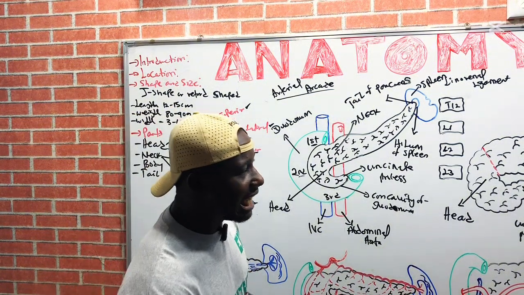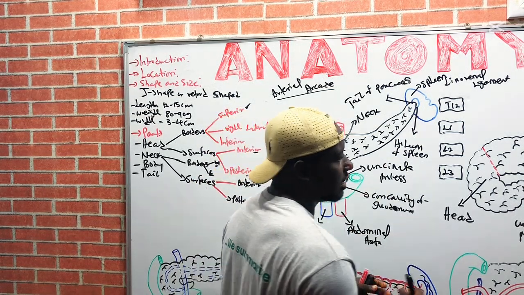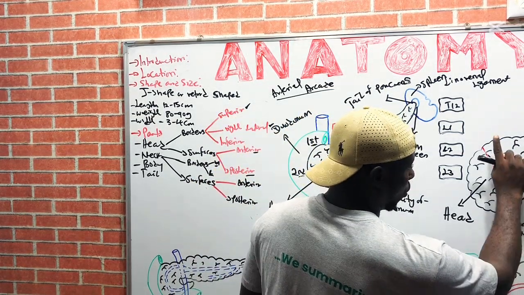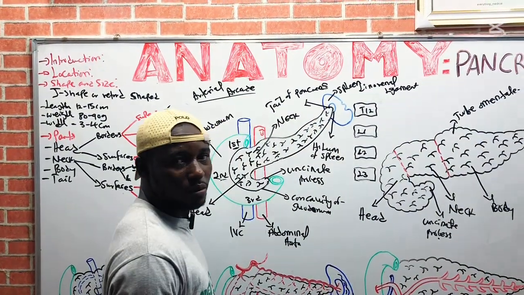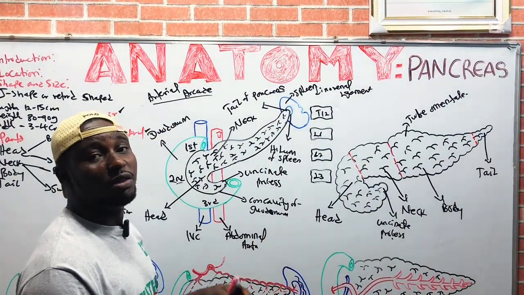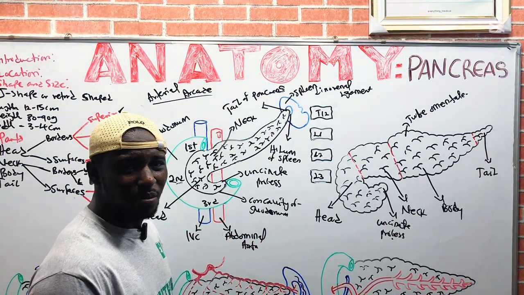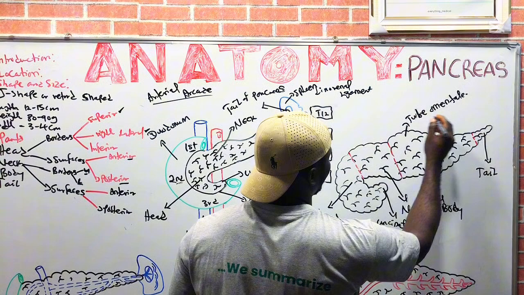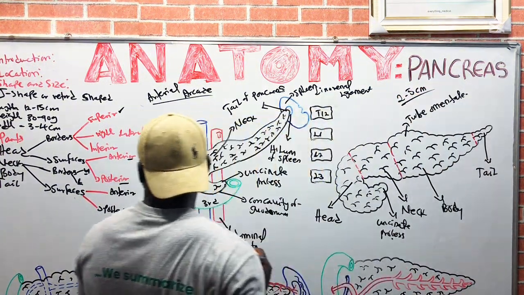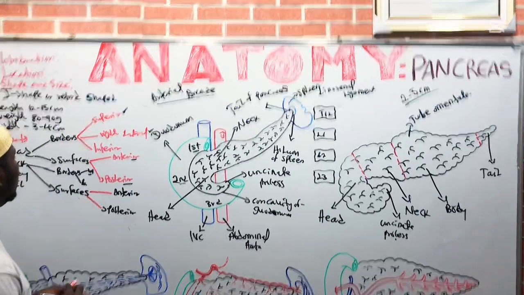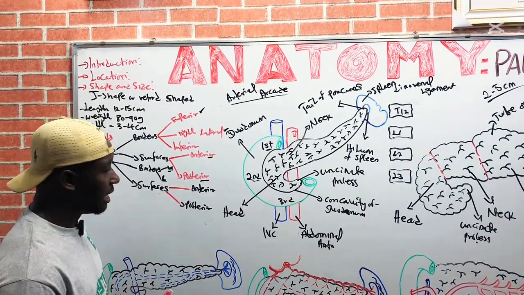Now you have to understand that the neck of the pancreas is usually directed upward, forward, and to the left. You can see it is directed upward, forward, and to the left, right? So that is how it is fashioned, and it measures 2.5 cm in length, right? So that is all about the borders and the surfaces of the neck of the pancreas.